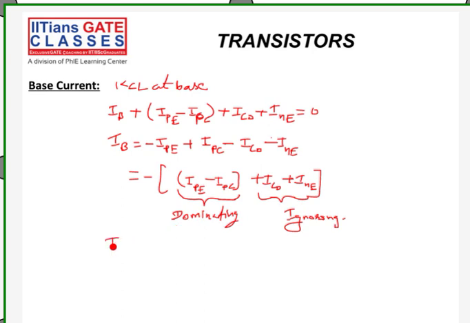So from this I can write IB is approximately equal to minus IPE minus IPC. That is the recombination current. See, all these derivations will not be coming in your exam, but the concept behind this can be asked. So here I got the base current, which is equal to minus of IPE minus IPC.